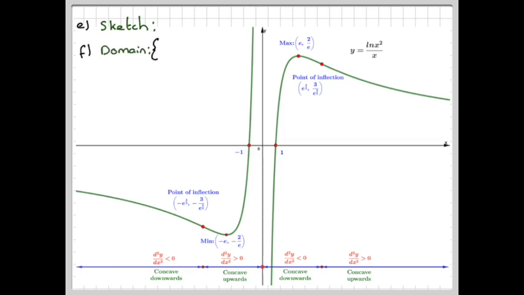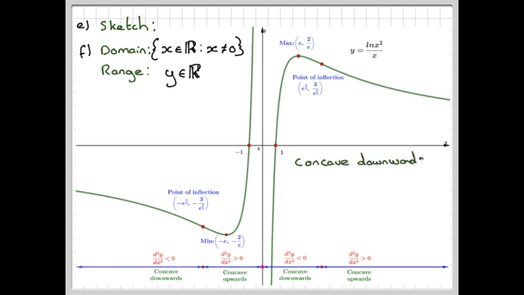So the domain will be every value of x except x is equal to 0. This is an asymptote. And the range will be all of y, because you can get every single value of y out, including 0.